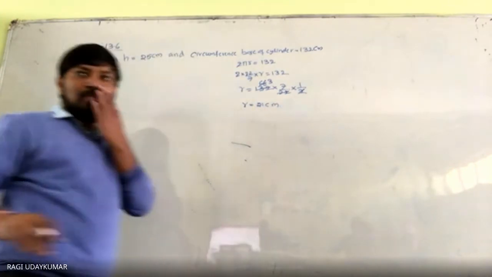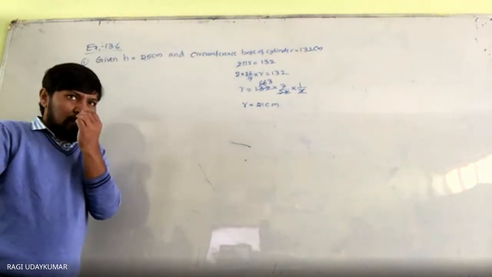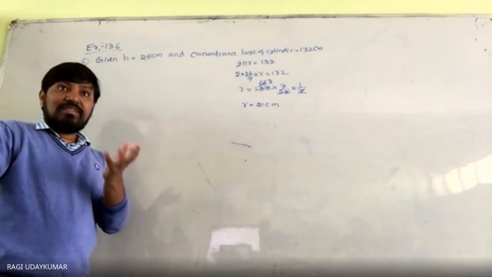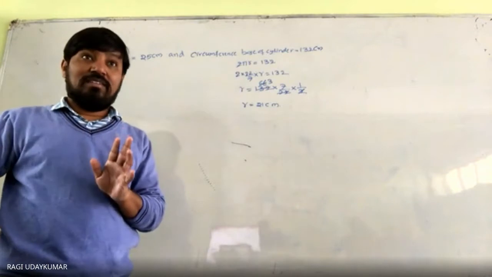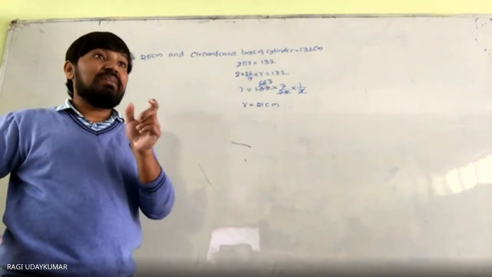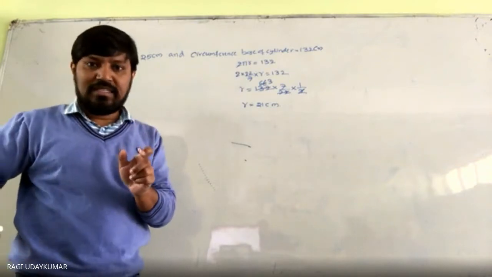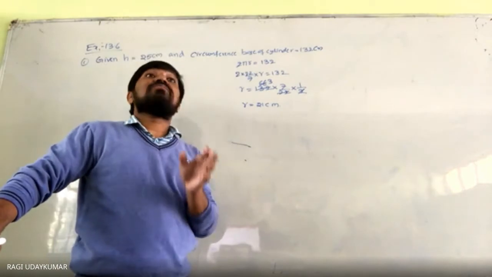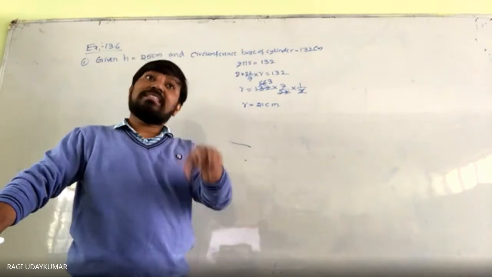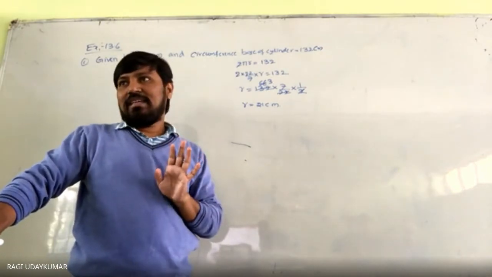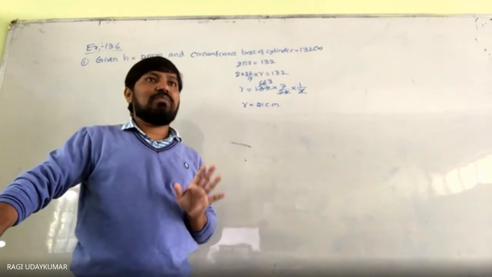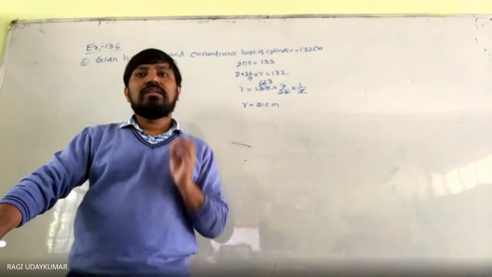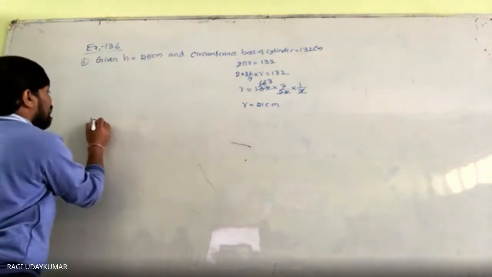So that is the radius of the base of the cylinder. Whenever you use the terminology cylinder or base of the cylinder, say radius of the base of the cylinder. Never say the radius of the cylinder directly. Keep this in mind. Okay, so now you need to find the volume of the cylinder.